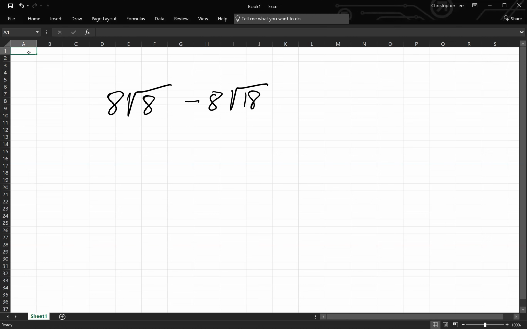So all you have to do is simplify the radicals, right? So square root of 8 gets simplified down into what? 2 times what? Yes.